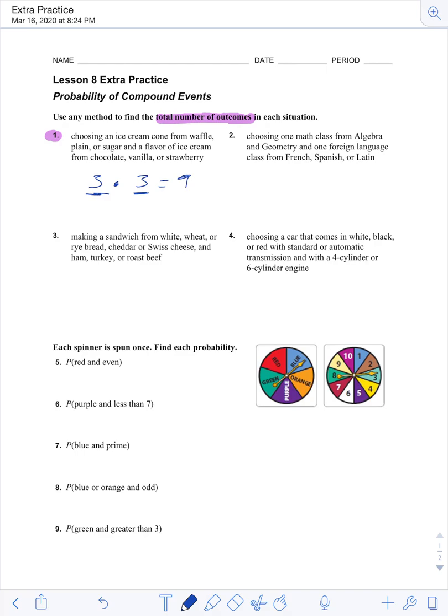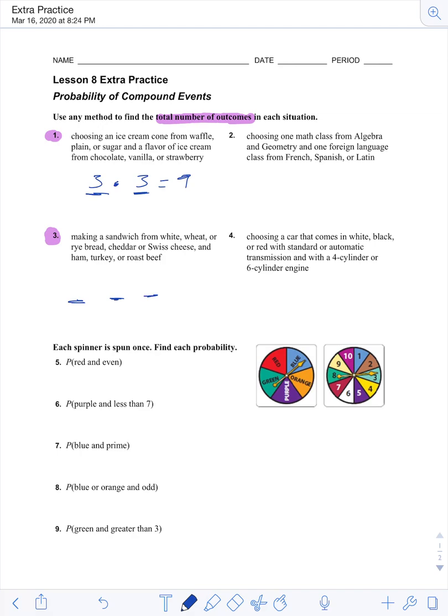If I go down to example number 3, making a sandwich from white, wheat, or rye bread, cheddar or Swiss cheese, and ham, turkey, or roast beef. In this problem, I have 3 different options. I have a bread, a cheese, and a meat.